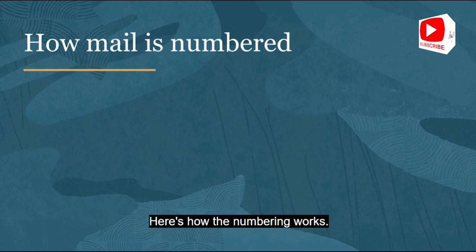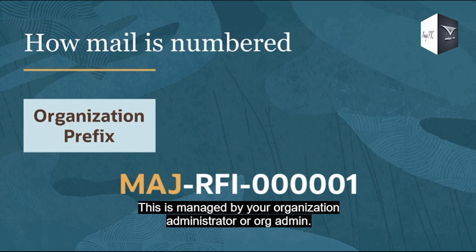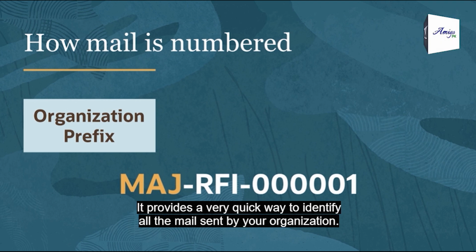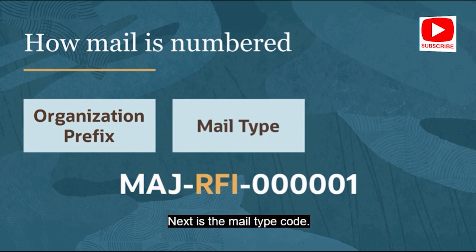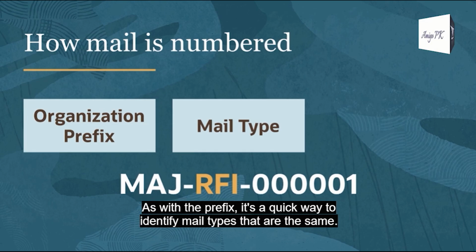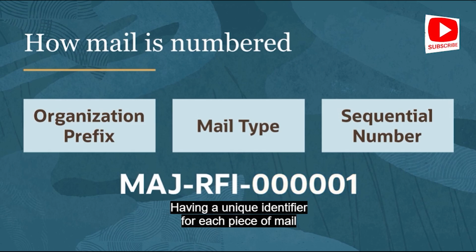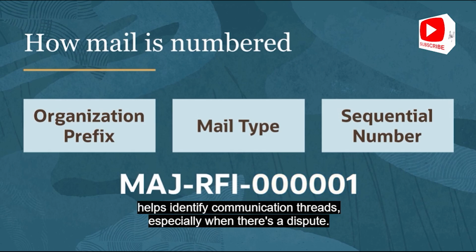Here's how the numbering works. First, there's the prefix for the organisation. This is managed by your organisation administrator, or org admin. It provides a very quick way to identify all the mails sent by your organisation. Next is the mail type code, and this is controlled by Aconex. As with the prefix, it's a quick way to identify mail types that are the same. Then the system automatically assigns a 6-digit sequential number. Simple, right? Having a unique identifier for each piece of mail helps identify communication threads, especially when there's a dispute.